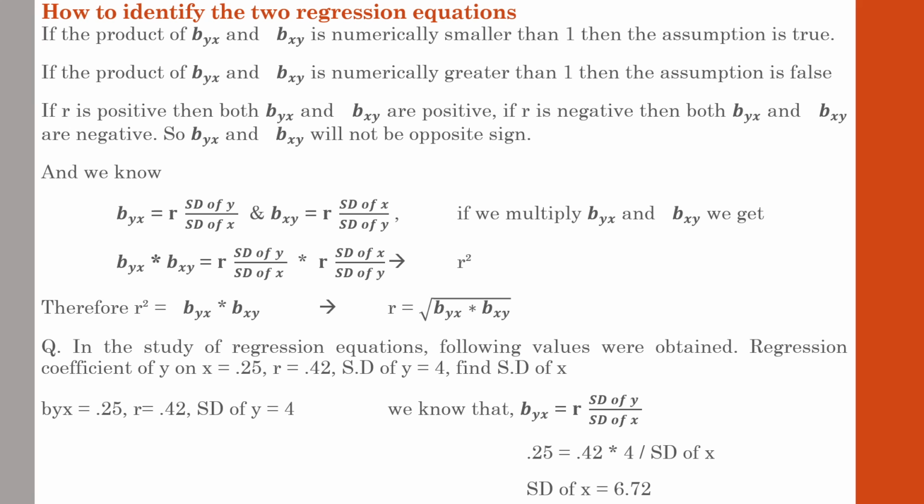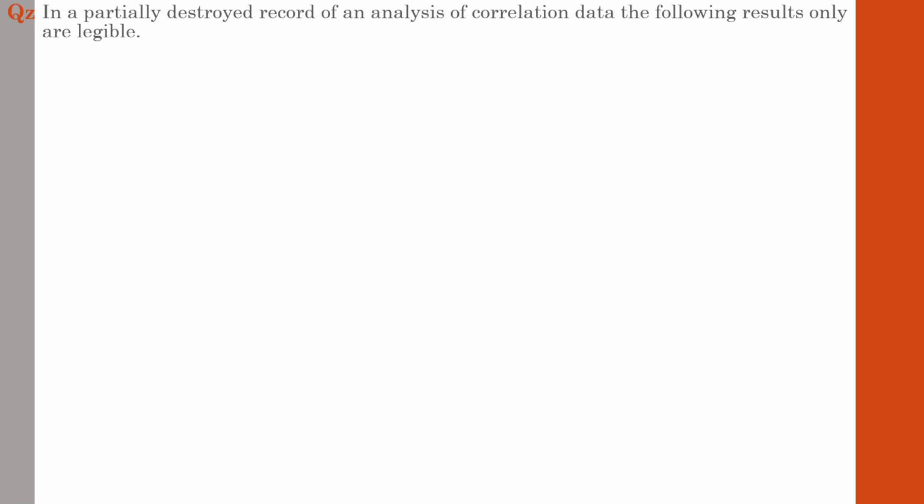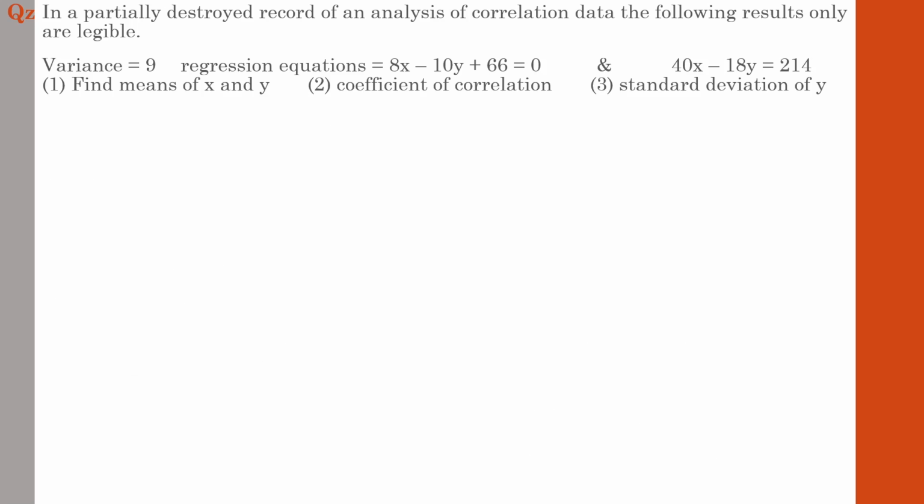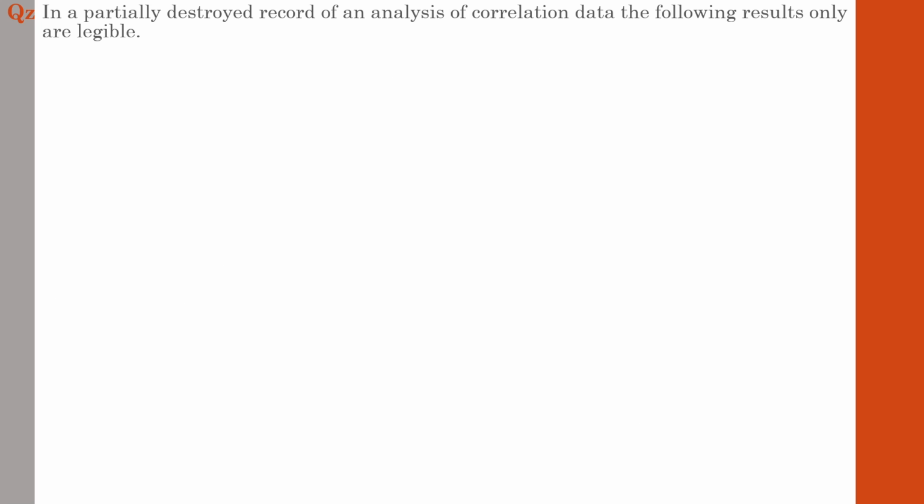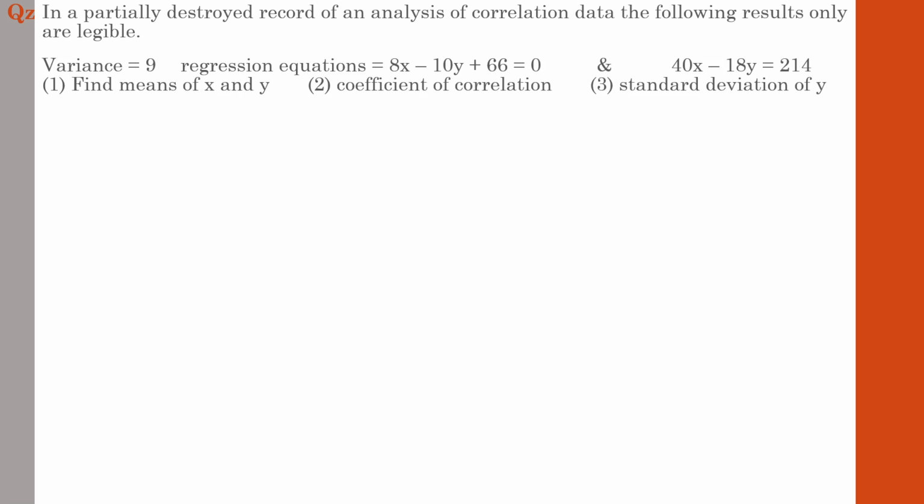Last but not the least, let us deal with another case. In a partially destroyed record of an analysis of correlation data, the following results only are legible. Variance of x is given as 9, and two regression equations are given. We have no information regarding which one is x on y and which one is y on x. You need to find out. You are asked to find the means of x and y, the coefficient of correlation r, and the standard deviation of y.